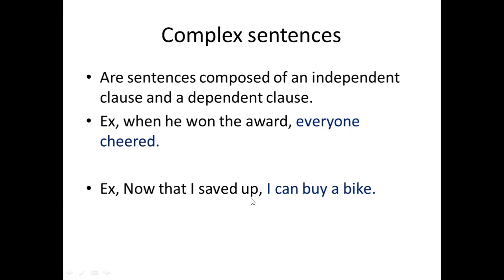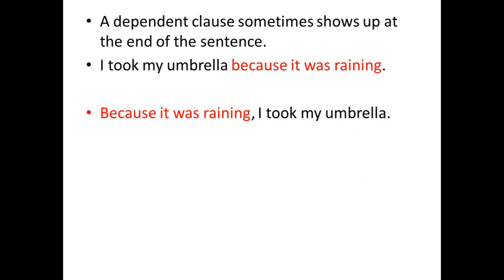Look at the second example. Now that I saved up, I can buy a bike. Of course, this is our dependent clause, right? It's not a complete thought. It is incomplete. And this, I can buy a bike, this is a complete thought. Even without this, does it give a complete meaning? Of course, yes. We have the subject and we have the verb. It gives complete meaning, so therefore this is a complex sentence, one dependent clause and one independent clause.